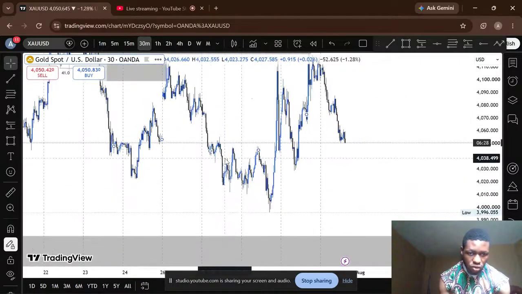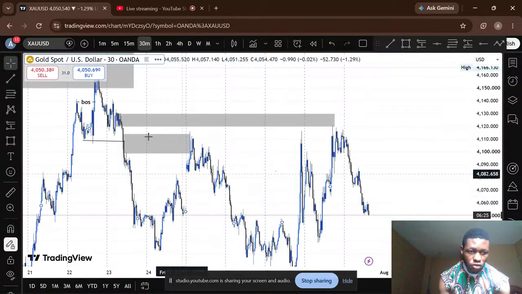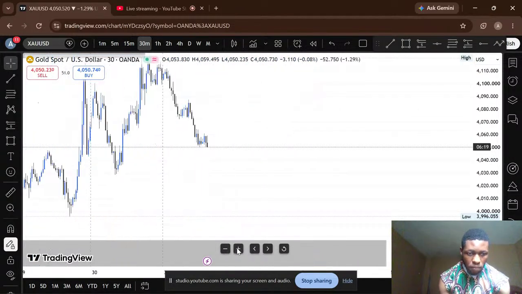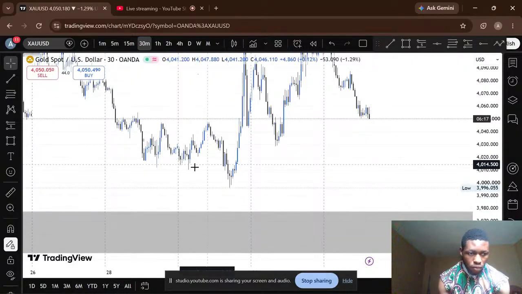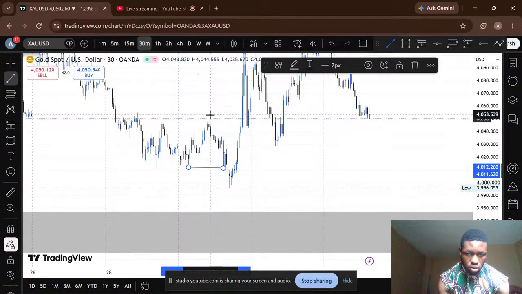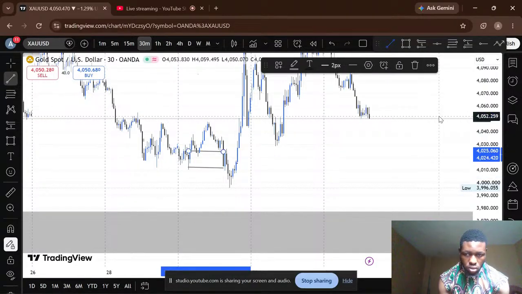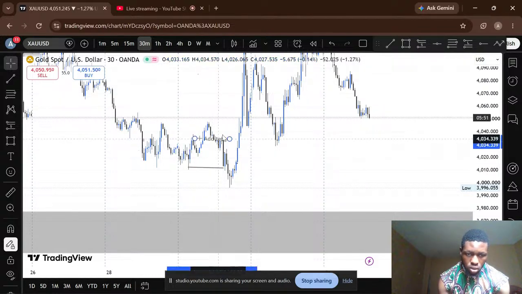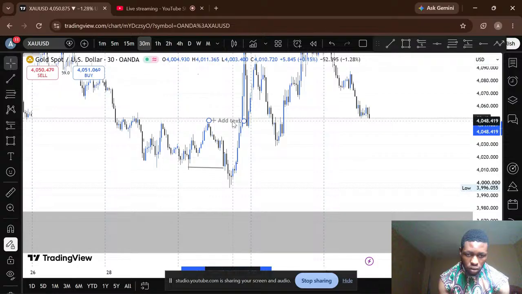Markets have been pushing to the downside all the way from this zone down to here, and then all of a sudden something happened. What happened? We had a break of structure, and we have an internal change of character here.